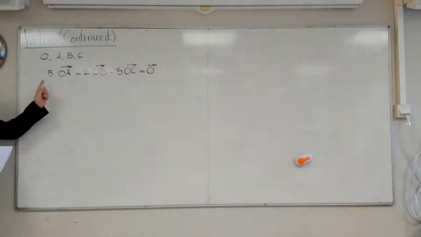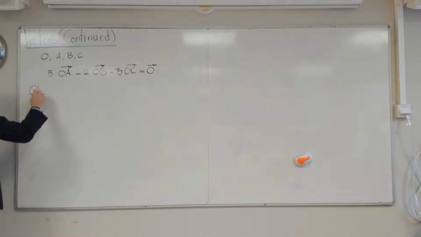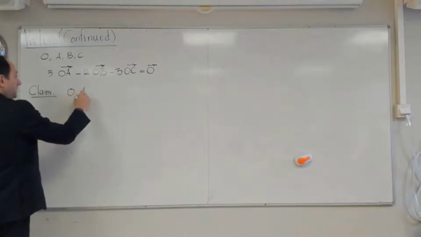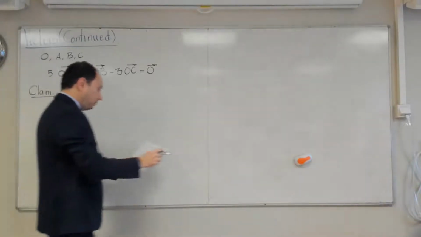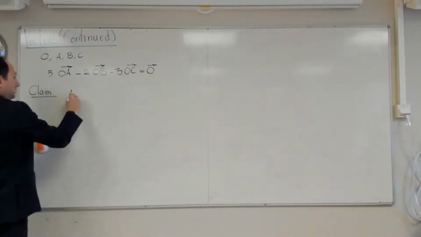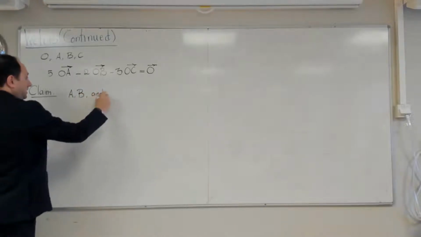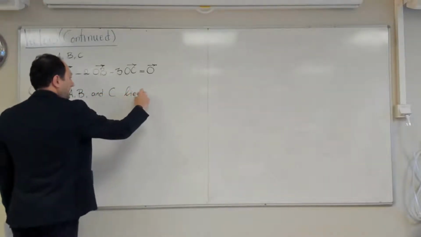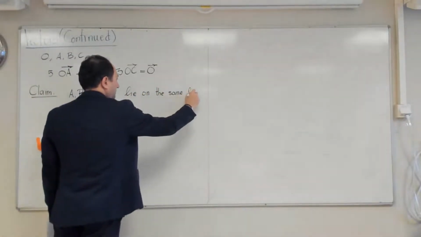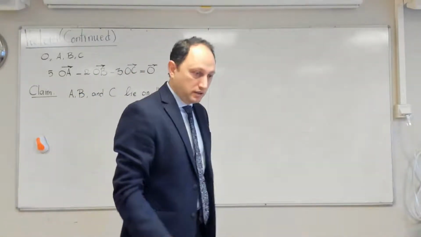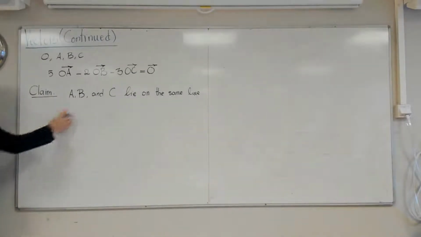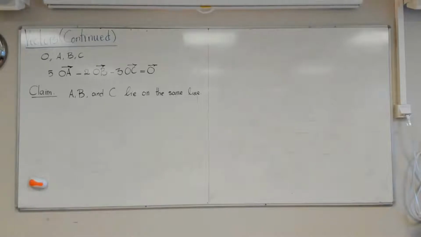Yes? This is my claim, and I want to prove it. My claim is that A, B, and C lie on the same straight line. So these are a little bit more advanced problems. It's good to know about them. So do you have any idea how can I solve this problem?